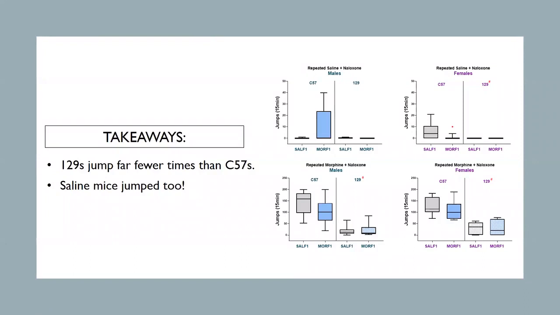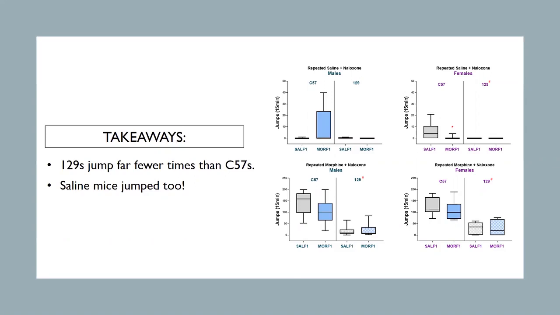So we got from all 16 groups the data on the right-hand side of the screen, but the main takeaways from all that data that we saw were that in general, the 129s jump fewer times than the C57s, which is what we expected because they're different strains. They respond differently to morphine, and it makes sense that the 129s are jumping fewer times than the C57s.